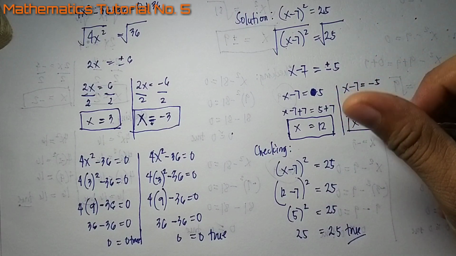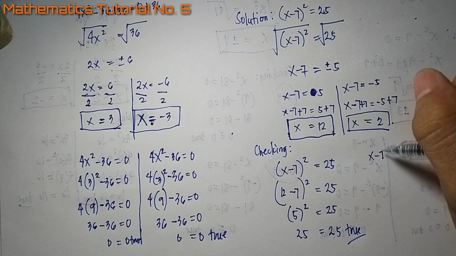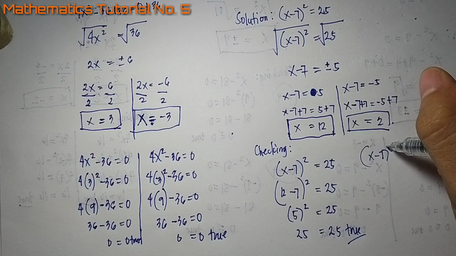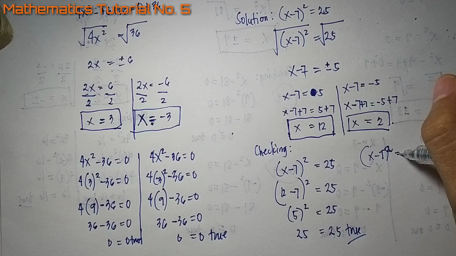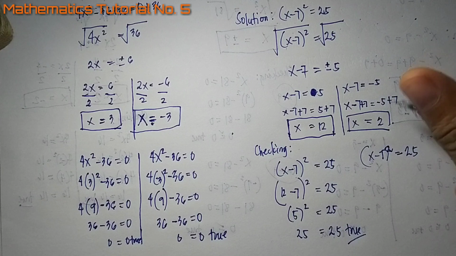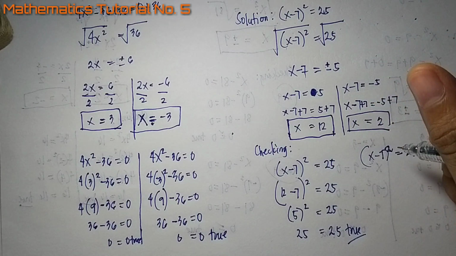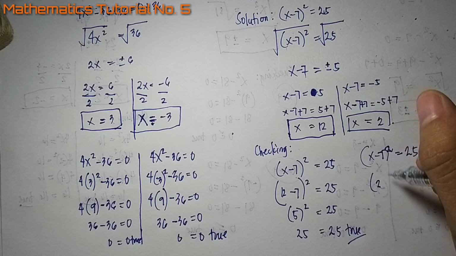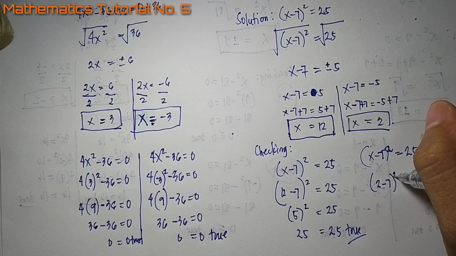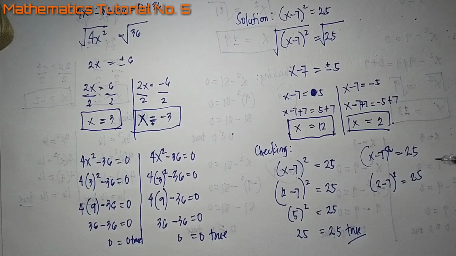So dinhi ta sa pikas. X minus 7 squared equals 25. Ang atong x kay 2. So our x is 2. Pulihan nato ang x. 2 minus 7 squared equals 25.